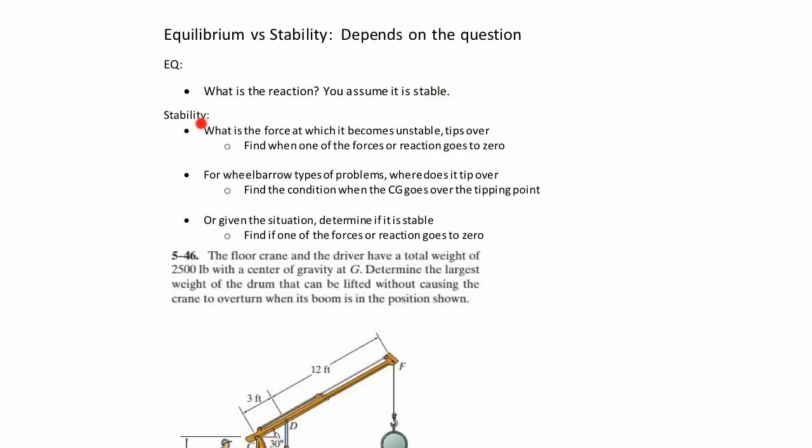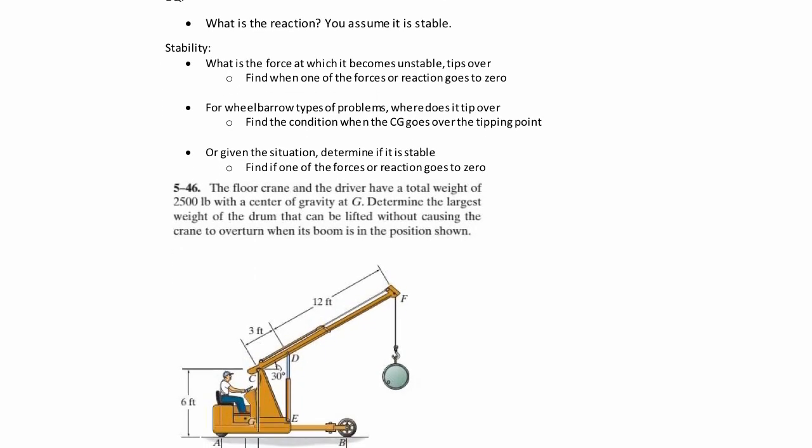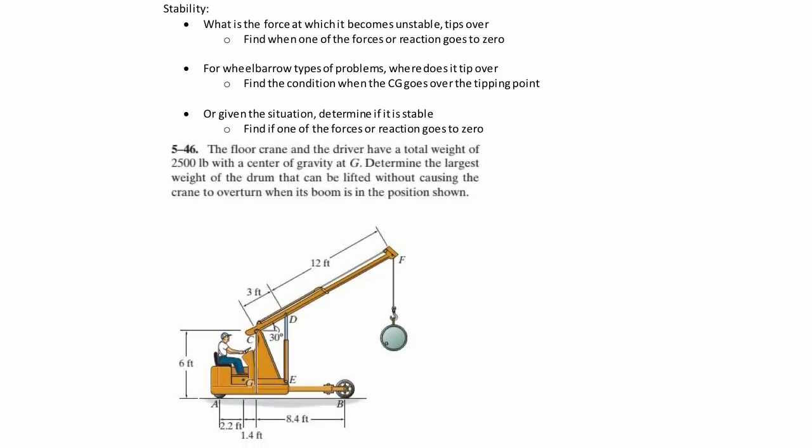In other words, you assume it's stable. However, stability problems may be something where you're asking, is it about ready to tip over? Or what force does it take for it to tip over? For example, this crane problem right here. You can see that if we loaded it up too much, it might rotate or tip over about this front and tip over this way. And if that's the case, then the driver kind of gets ejected out of his seat, and then we have kind of an accident. So in other words, this would be a stability problem when we're asking, what is the force at which it becomes unstable? Or when does it tip over?